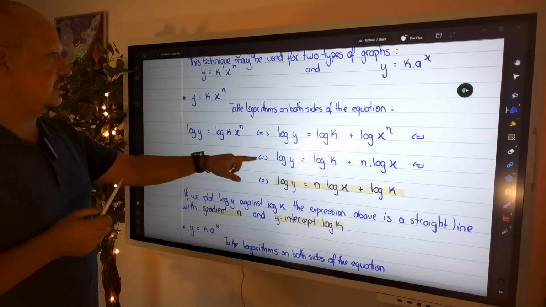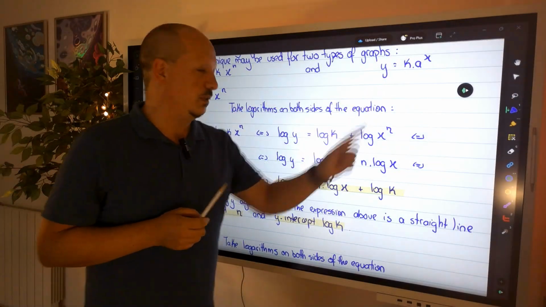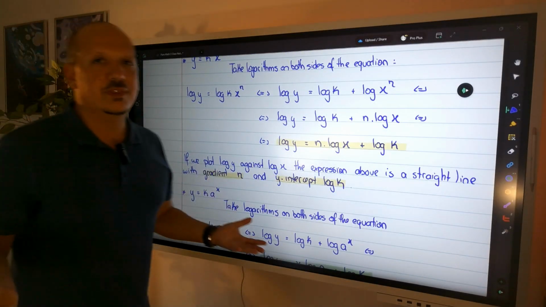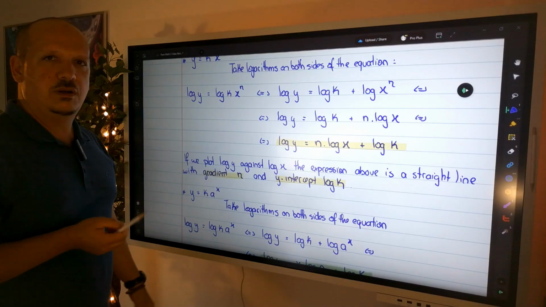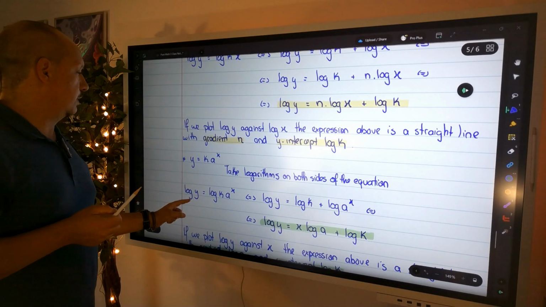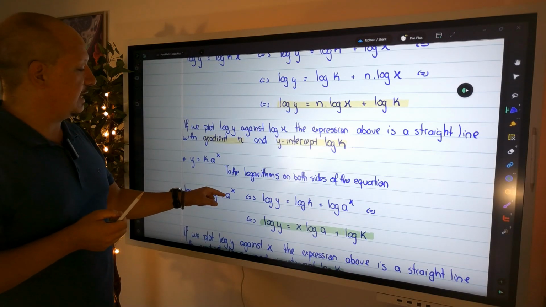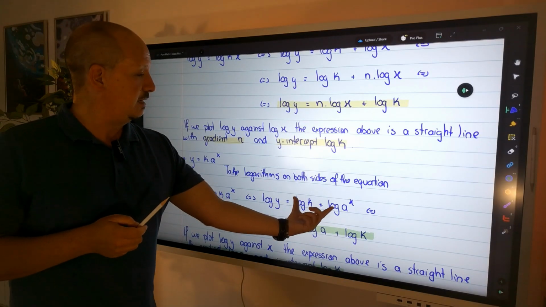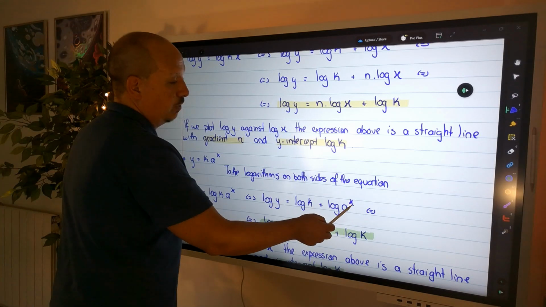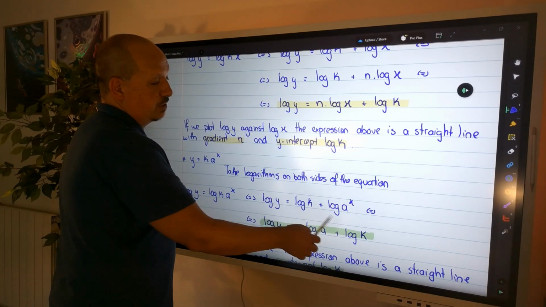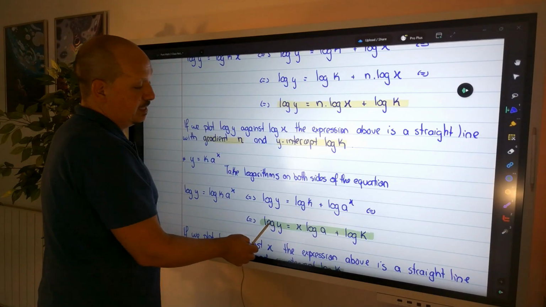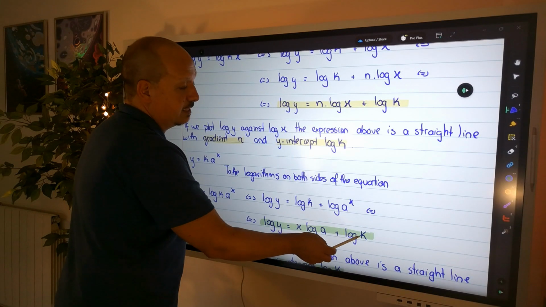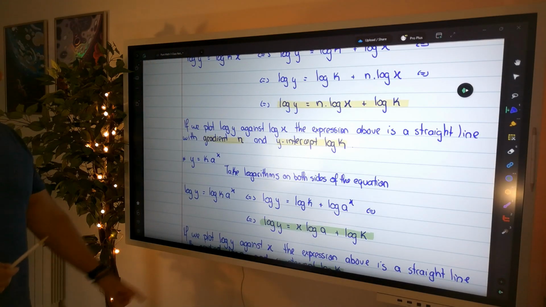Let's see how this is used, but now for this type of graph. You start with this and do the same thing. You take logarithms on both sides, so you have logarithm of y equals logarithm of k a to the power of x. You split these two again, and now you apply the rule of the powers to this logarithm, and you have basically this: logarithm of y equals x logarithm of a plus logarithm of k.